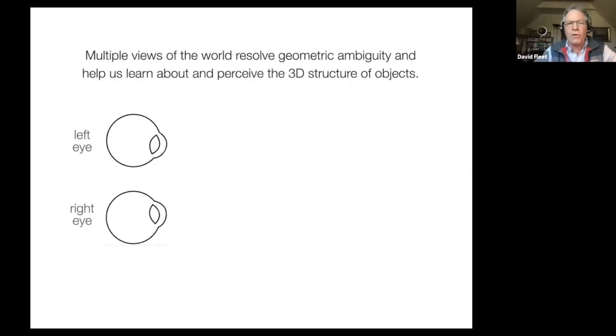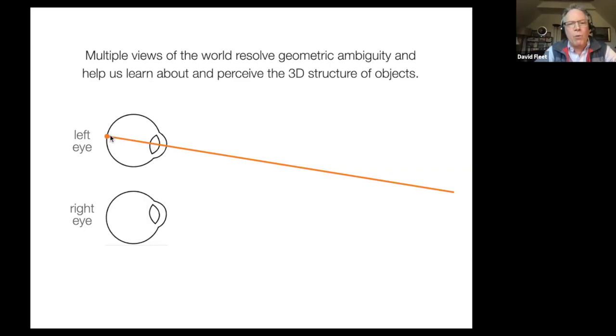Okay, now there are all sorts of ways that we resolve ambiguity. One of them is to have multiple views of the world. So imagine that you see a point of light in your left eye. You know that that point of light comes from somewhere along that line. That's what geometric optics tells us. Geometric optics tells us that if a point in the world emits light, that light travels along a straight line through the nodal point of the lens and onto the imaging surface.